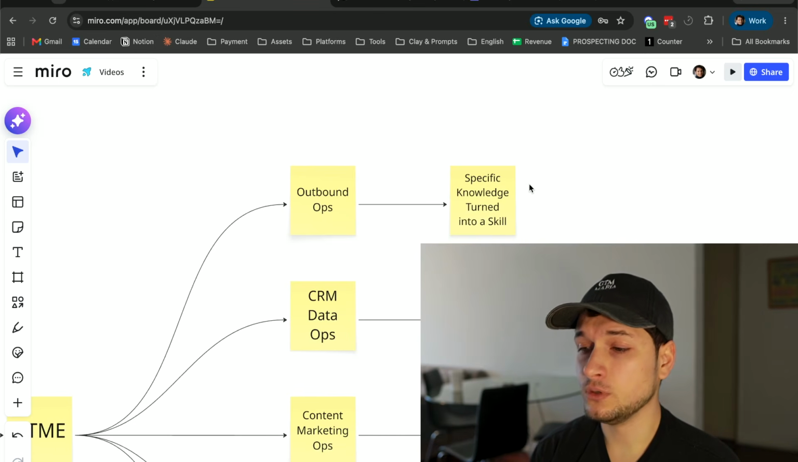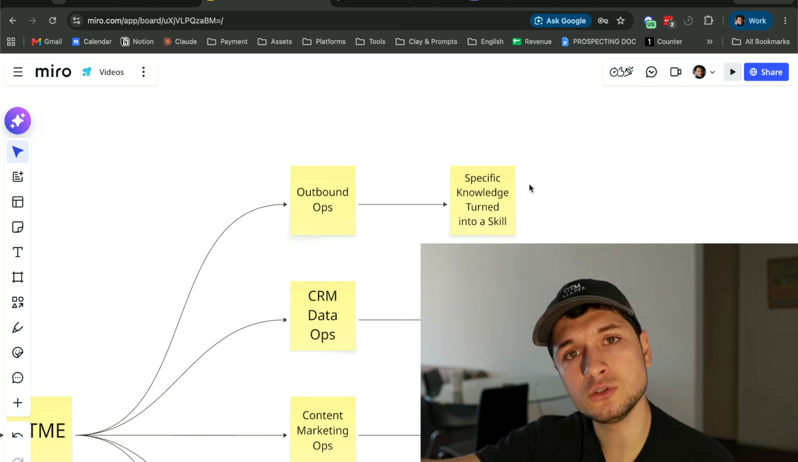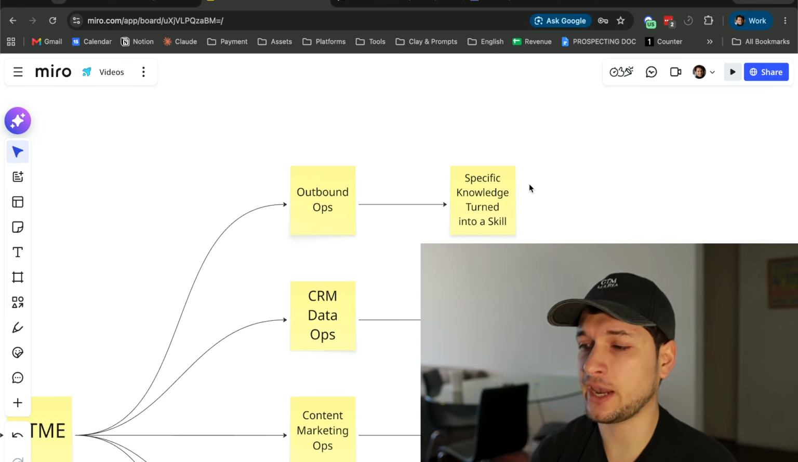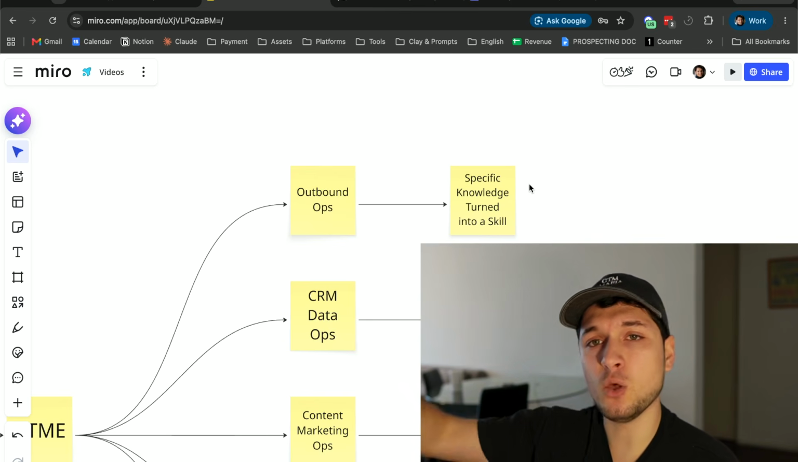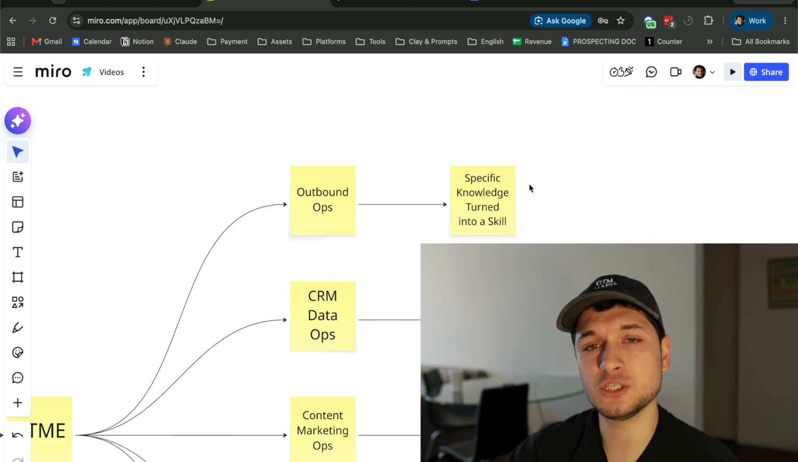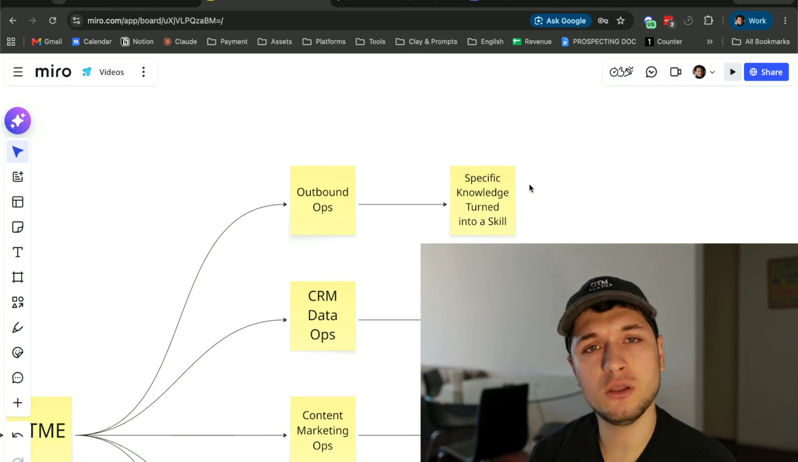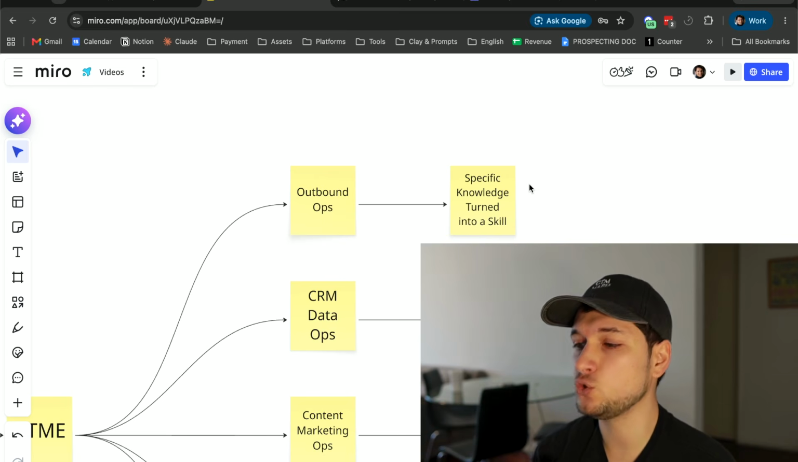For example, a BDR team is by default inefficient. You have people that spend 50% of their day trying to figure out who to contact and then cold calling. While a GTM engineer can create the right lists, the right account, the right enrichment, and the right messaging, and upload them directly into the dialers so that SDRs just have to wake up and cold call. You don't have to make the list, you don't have to guess who to contact, you don't have to guess the messaging, you just have to connect.